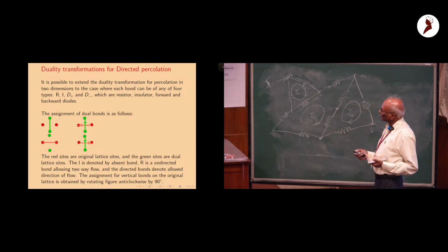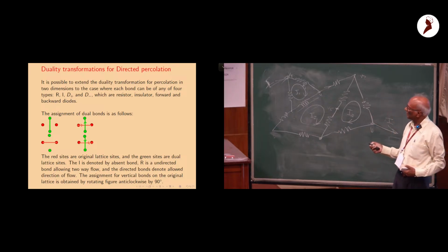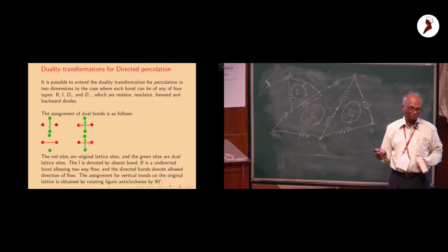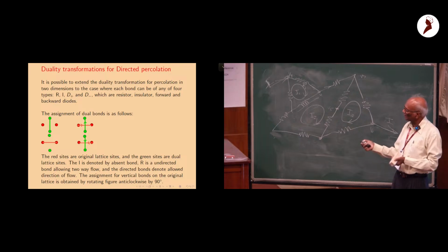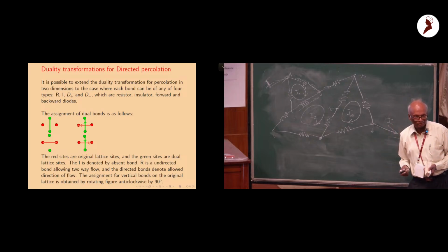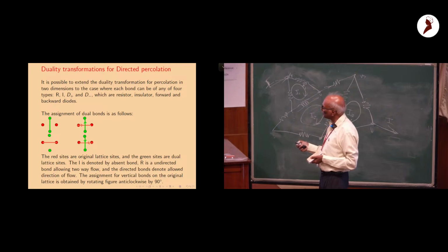Okay. Now given this, we will call them R for a resistor, I for an insulator, D plus allows the current to flow in the plus direction, D minus allows the flow in the negative direction. Okay, and in the x and y axes, the plus direction, of course, is the direction of increasing y coordinate or x coordinate.